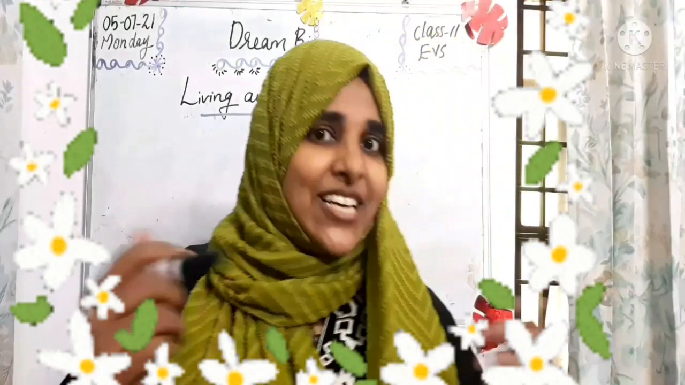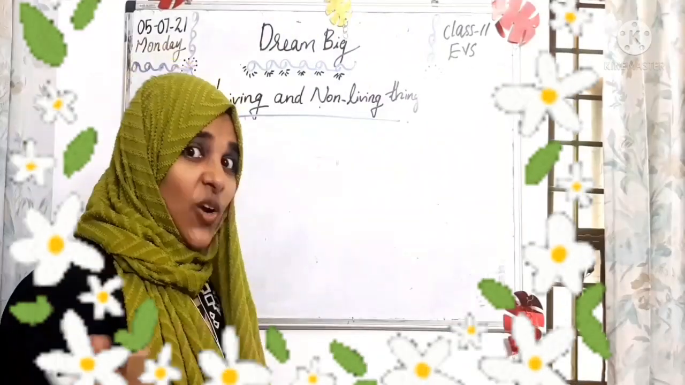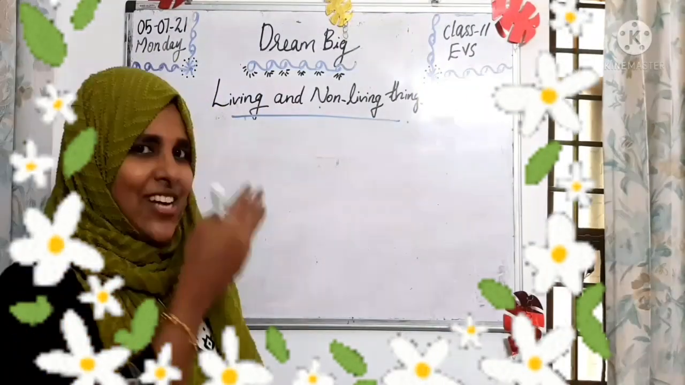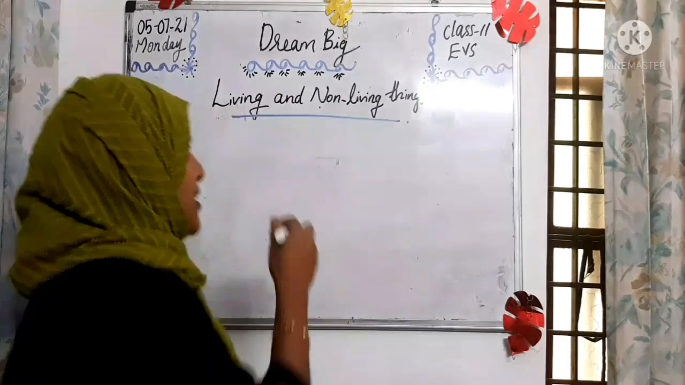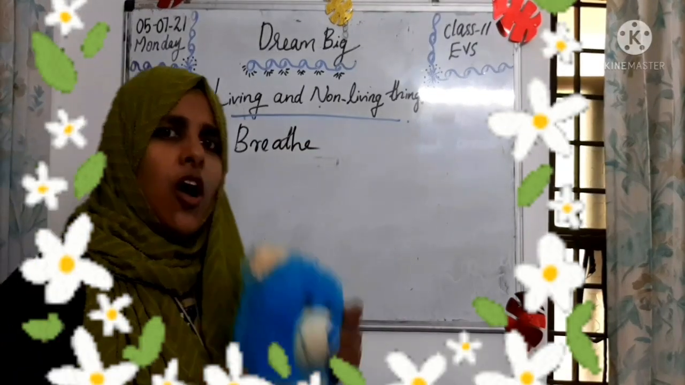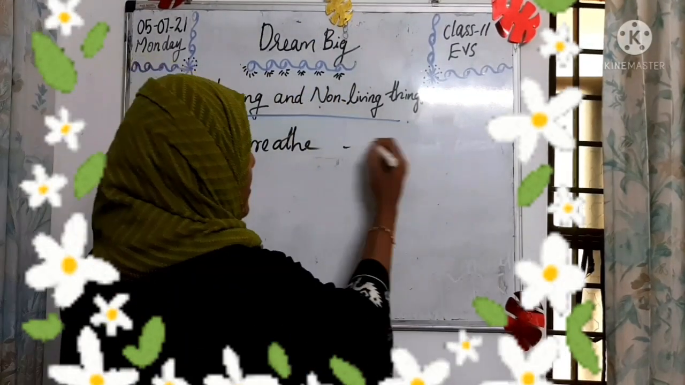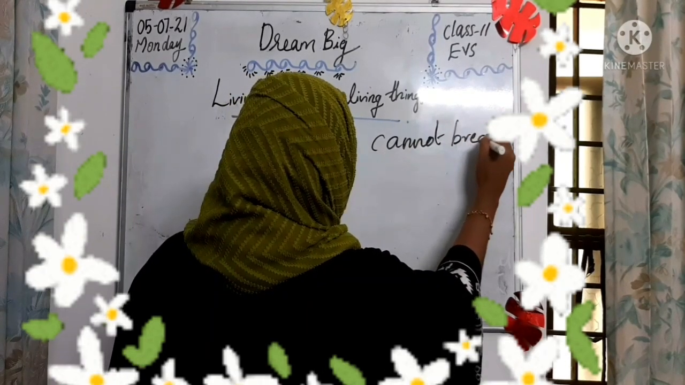Say together what are the differences between living and non-living? What are the things we learned? Living things can breathe, right? What about non-living things, children? They cannot breathe, right? So we can write: non-living things cannot breathe.